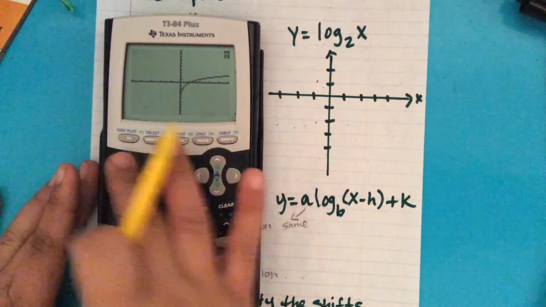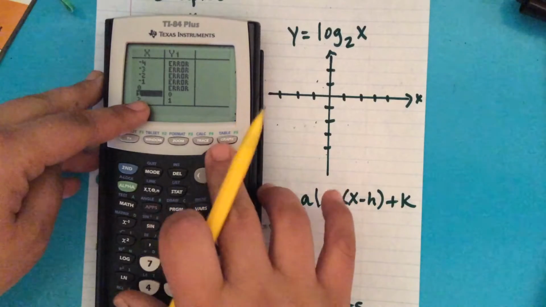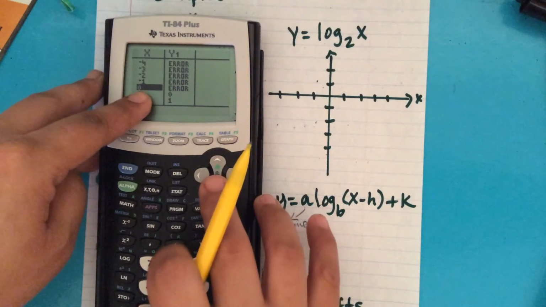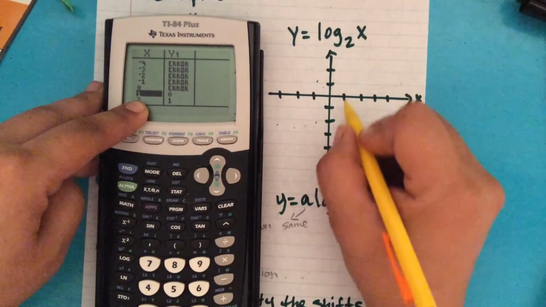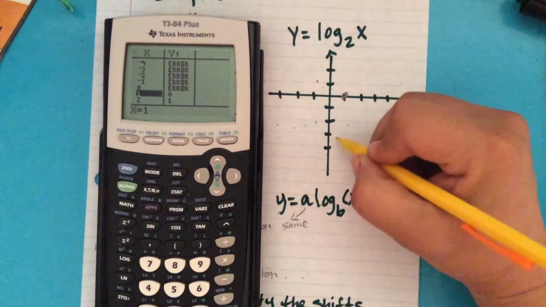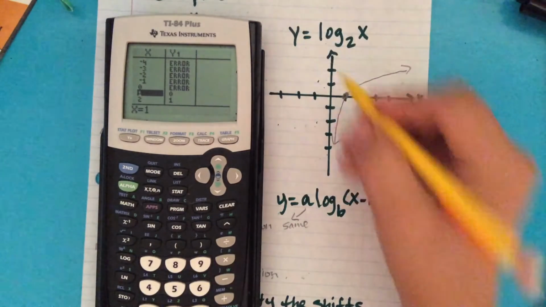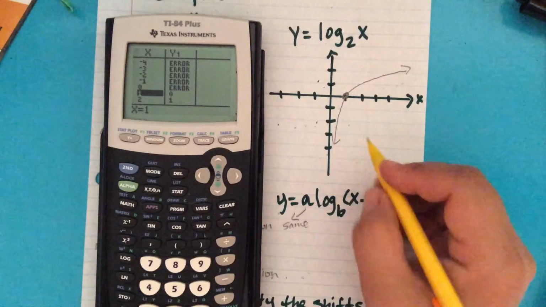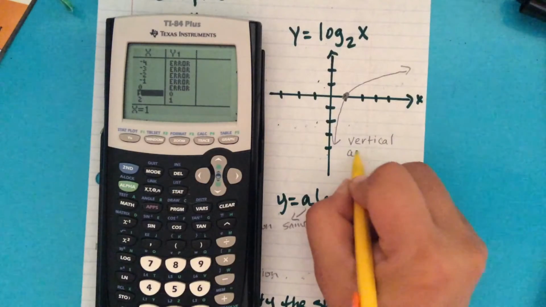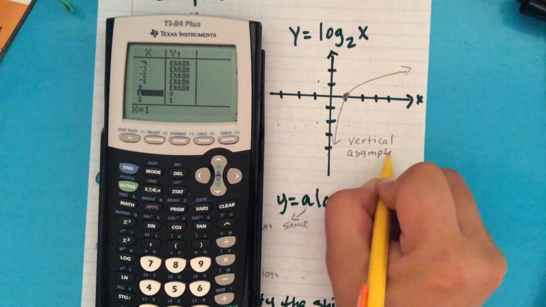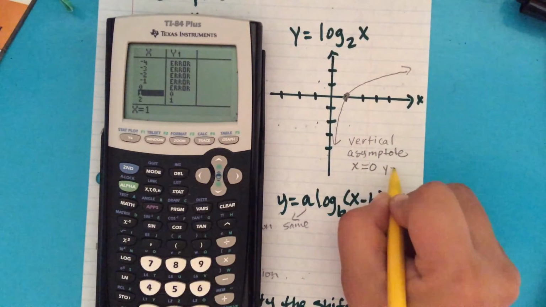So now if we graph it, notice that it goes like that. If we go on the negatives, it's error. But then at 0, it's error. So that means the logarithm cannot be 0. And when x is 1, right here, it's 0. So it goes like this. And notice now that the y-axis is the vertical asymptote. So this one has a vertical asymptote at x equals 0. So that's the y-axis.